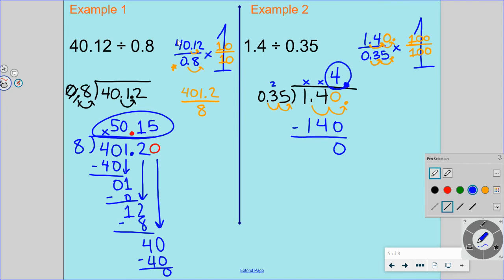You don't have to write the decimal. You don't have to write 4.0. All you need to do is say, hey, $1.40 divided into 35-cent parts would make us 4 groups of those.